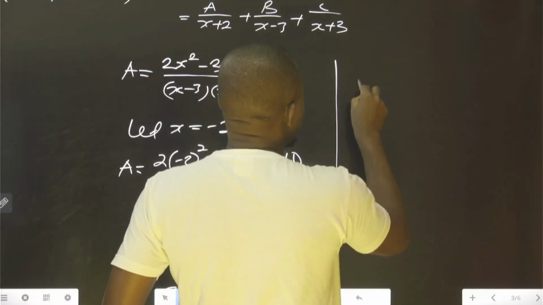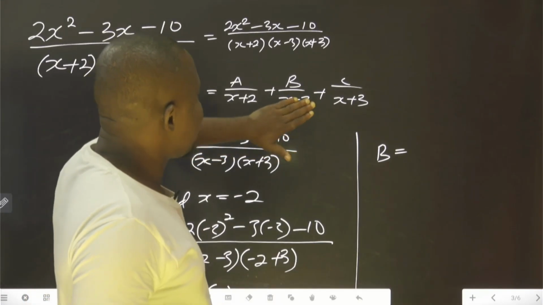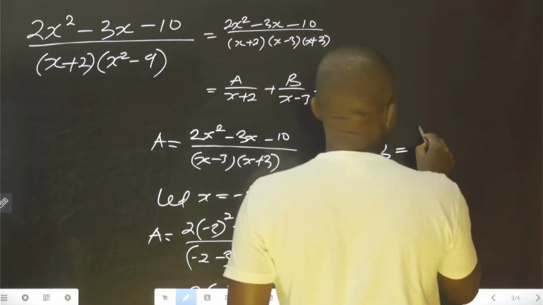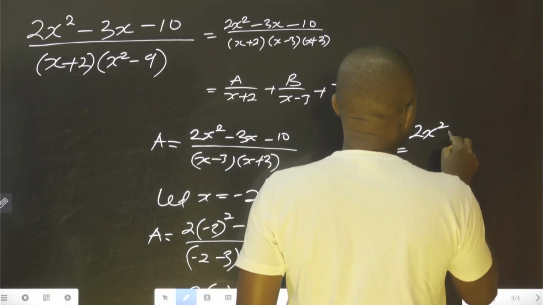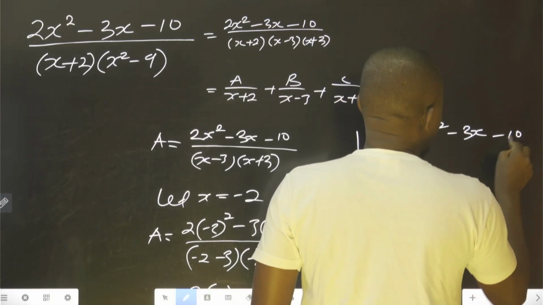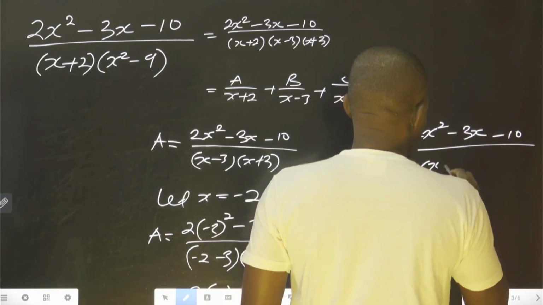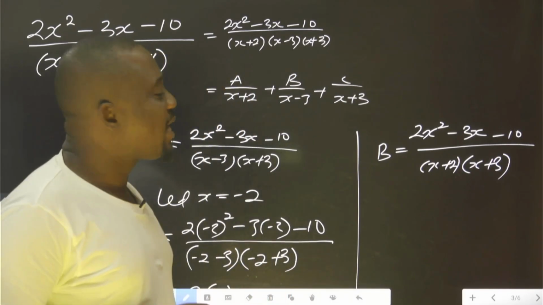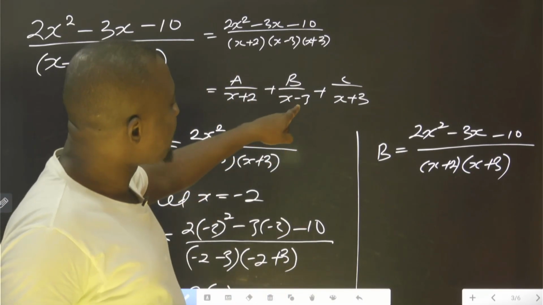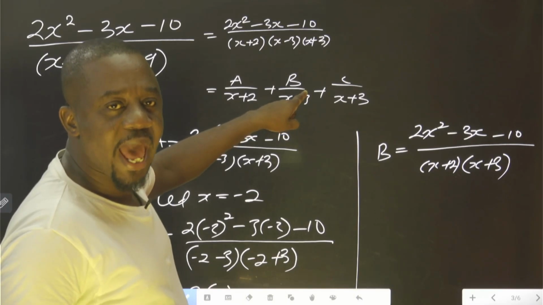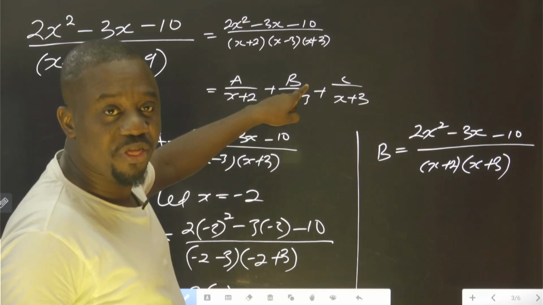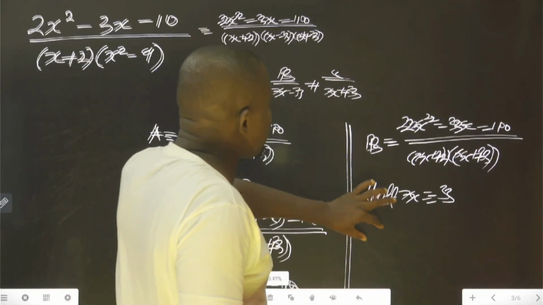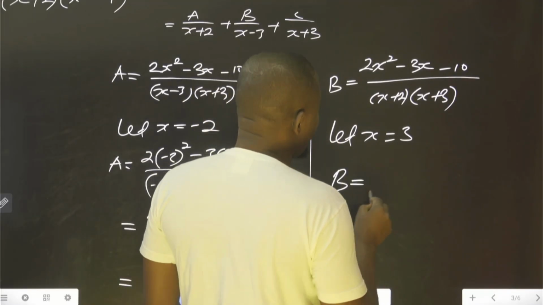Let's go for b. For b, we are going to cover this here, that is s minus 3. We cover it. What is remaining is for b: 2x squared minus 3x minus 10 all over s plus 2, s plus 3. Okay? Now, how do we get b? You come back here. I equate this to 0. s minus 3 equals 0, which is s equals 3. So we say let s be equal to 3. Then we substitute.